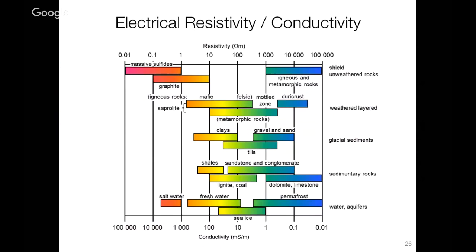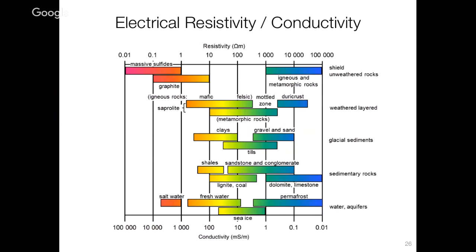Very low resistivities: things like graphite or salt water. High resistivities: rocks, metamorphic rocks, sands, gravels. There's a whole bunch of stuff in between.